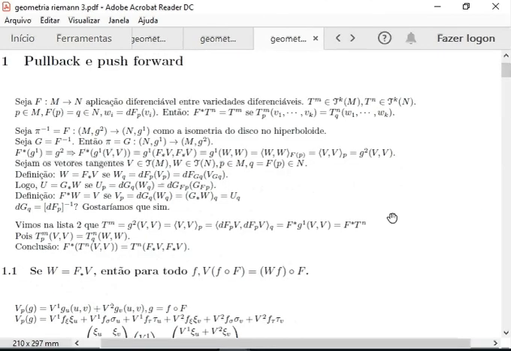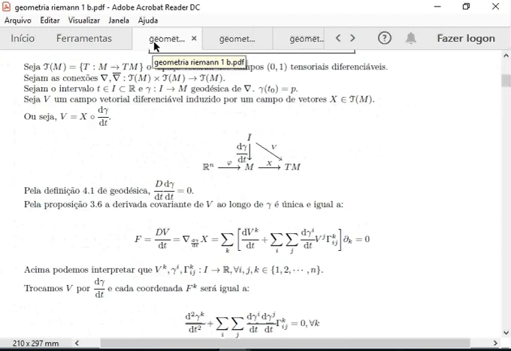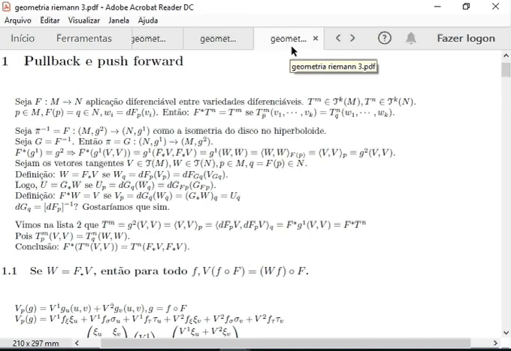Our subject is pullback and pushforward. Push! Let f be a differentiable application between differentiable manifolds, f from M to N. T^k M is in T^k from M and T^k N is in T^k from N. You know what it is? It's a generalization of our TM. P is in M. f(p) is q in N.